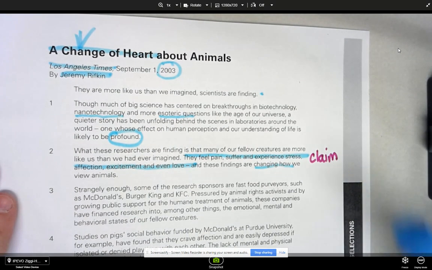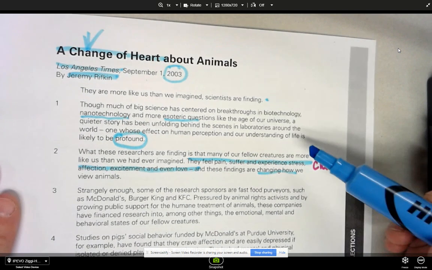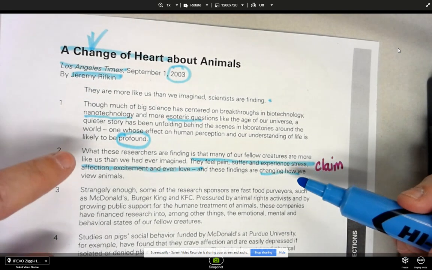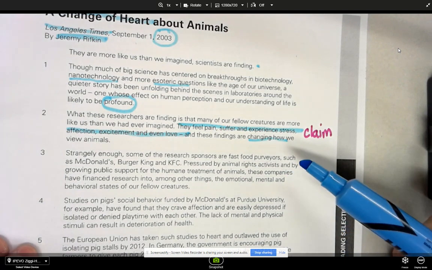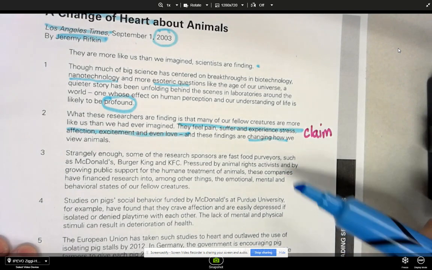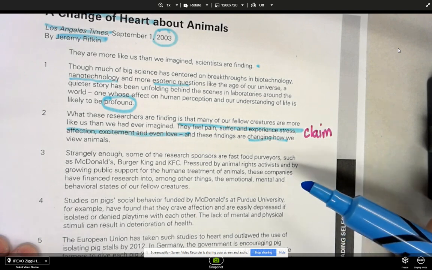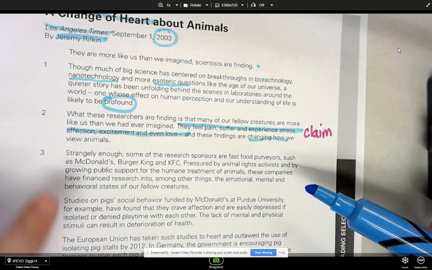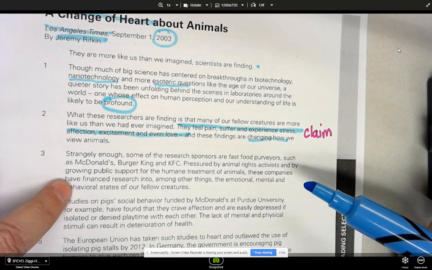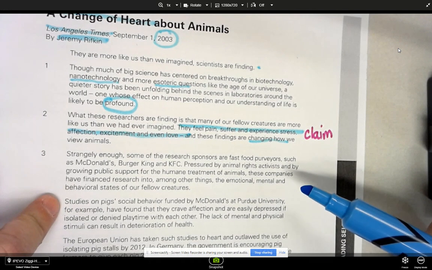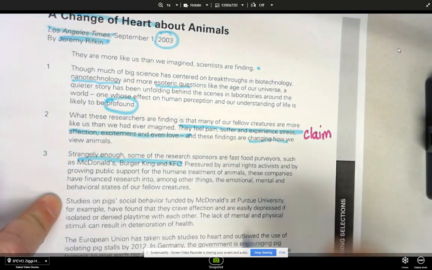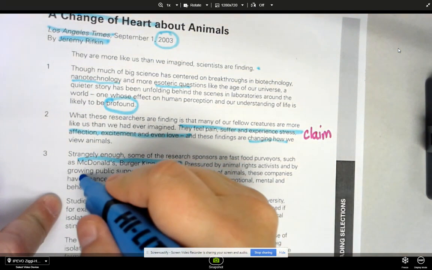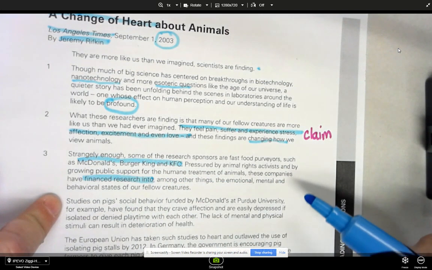Then I continue to read, knowing that whatever I'm reading, it will talk about how animals feel pain. "Strangely enough, some of the research sponsors are fast food purveyors such as McDonald's, Burger King, and KFC. Pressured by animal rights activists and by growing public support for the humane treatment of animals, these companies have financed research into, among other things, the emotional, mental, and behavioral states of our fellow creatures." That's quite interesting, that fast food restaurants are funding research into how animals feel.